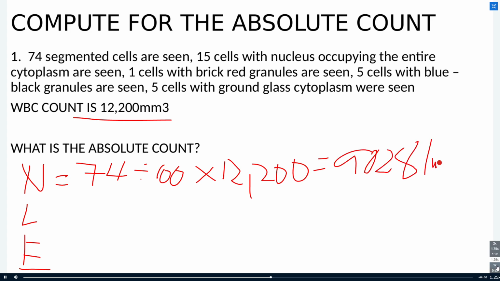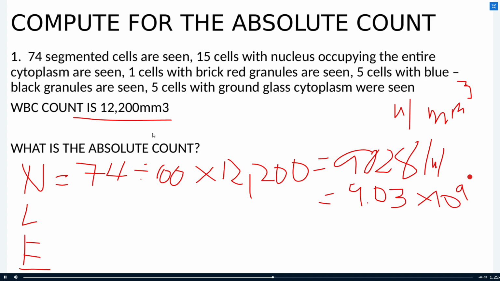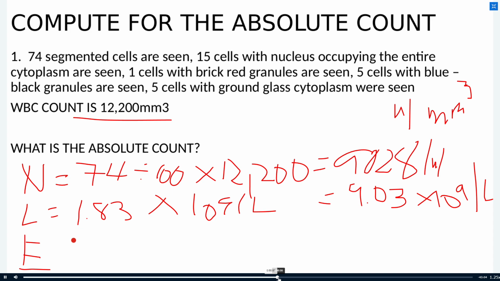9,028 per microliter, per UL and cubic mm, same lang yun, ha? Mas gusto ko siyang gawing SI. What's the answer in SI? Apply mo yung rule natin. So, 9.03 times 10 to the 9th per liter. Mag-ingat kayo sa decimal places. Mag-go tayo niyan. Okay.